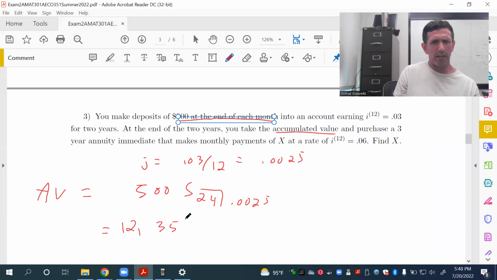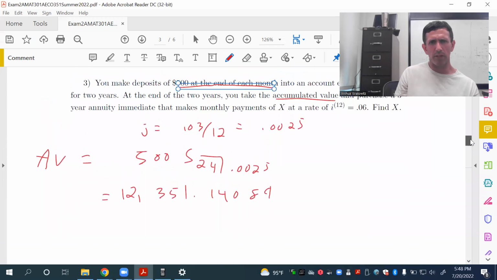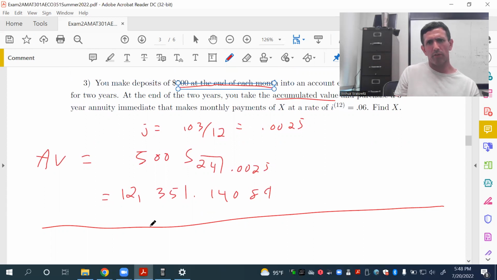Okay, so we're taking this amount and purchasing an annuity immediate. Okay, so we're saying the price of this annuity immediate is 12.351 and roughly 14 cents. Okay.